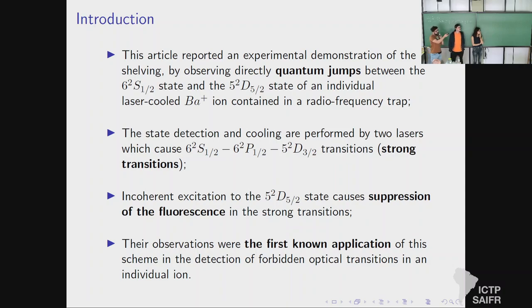the state detection and cooling are performed by two lasers, which provide transitions between these levels that are strong transitions that provide fluorescence. And also we have incoherent excitations to this metastable energy level that is important to suppress the fluorescence and make it possible to see more easily the dark period, to measure that the atom is in the ground state, for example. And it's also important to say that their observation was the first known application of this scheme to detect forbidden optical transitions in individual ions.